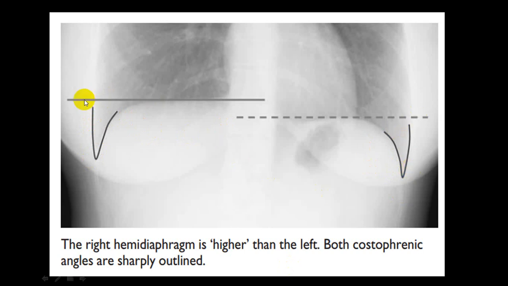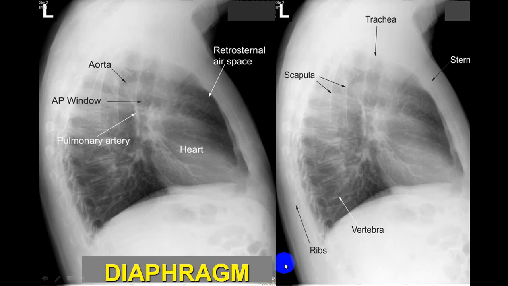And you can see the left dome of diaphragm is a little lower as compared to the right dome of diaphragm, at least 1.5 centimeter, maximum 3 centimeter. And this is a lateral view. This is the right dome of diaphragm. This is the left dome of diaphragm. This one is a left dome. This is a right dome. Clear?